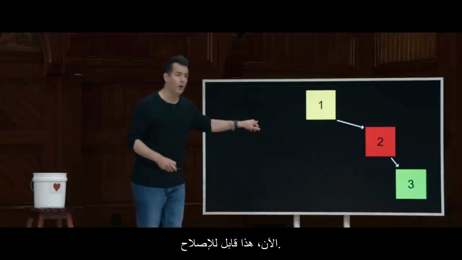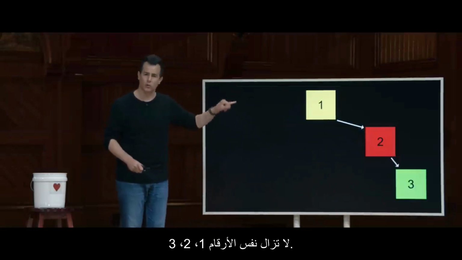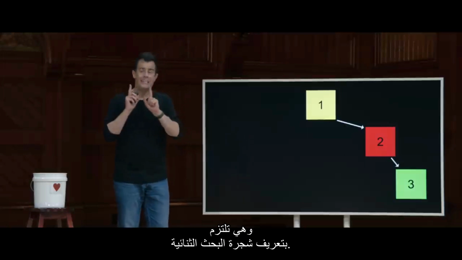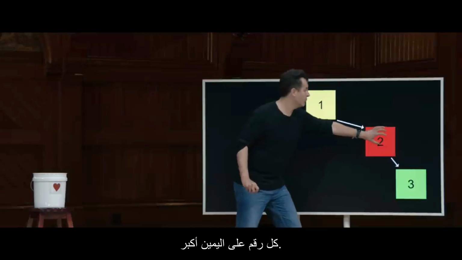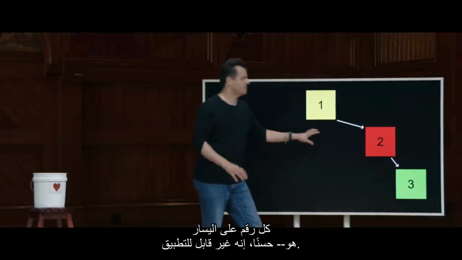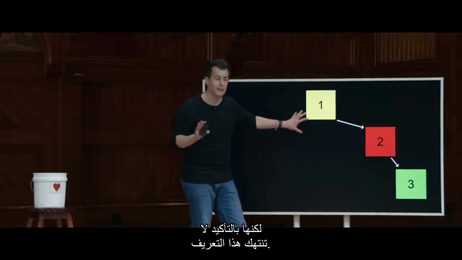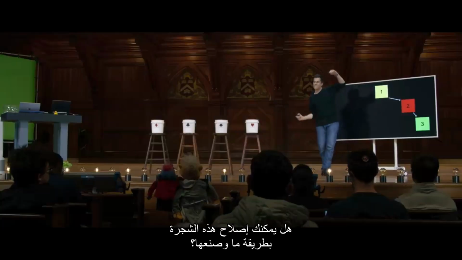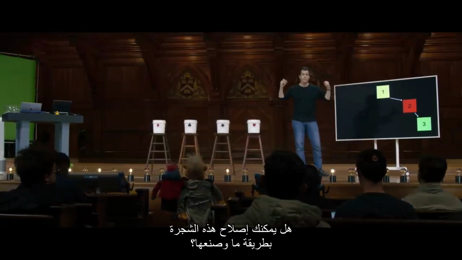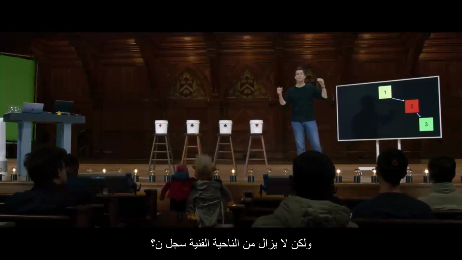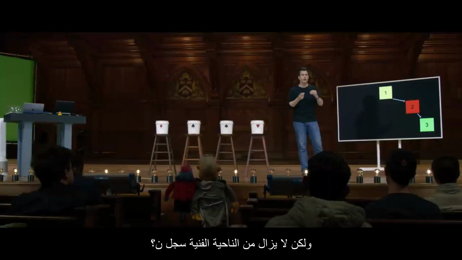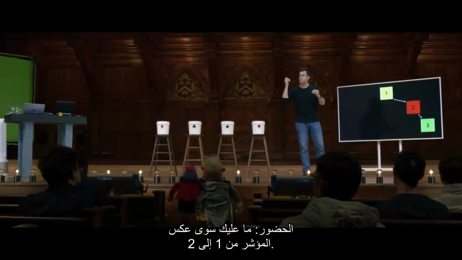Now, this is fixable. How could you fix this? It's still the same numbers, 1, 2, 3, and it does adhere to the binary search tree definition. Every number to the right is greater. Every number to the right is greater. Every number to the left is, well, it's inapplicable, but it certainly doesn't violate that definition. Could you fix this tree somehow and make it balanced so it's not devolving into big O of n, but is still technically log of n? What should be the root?